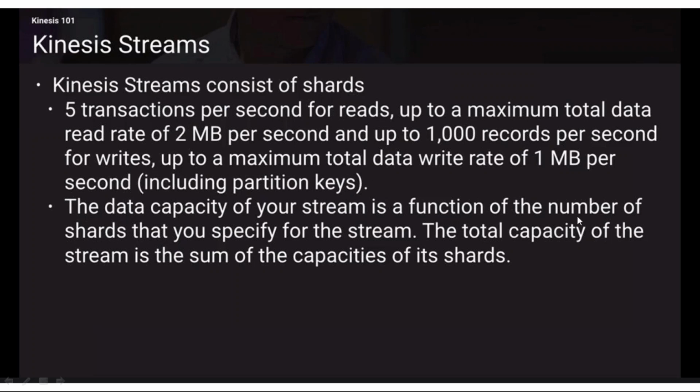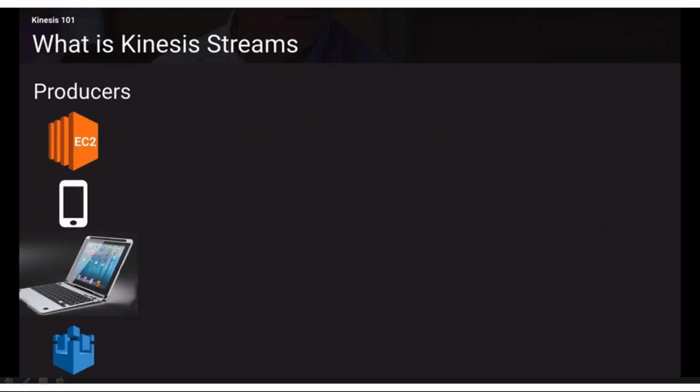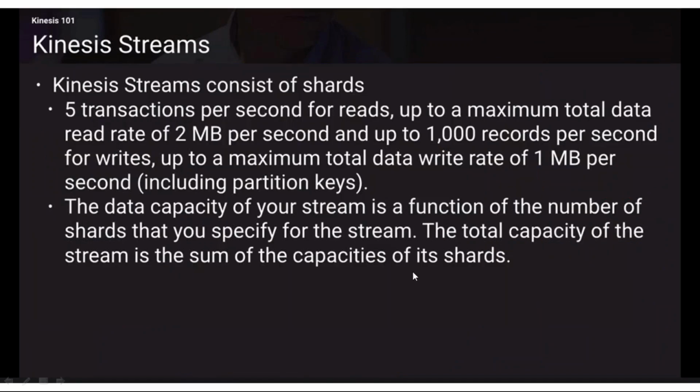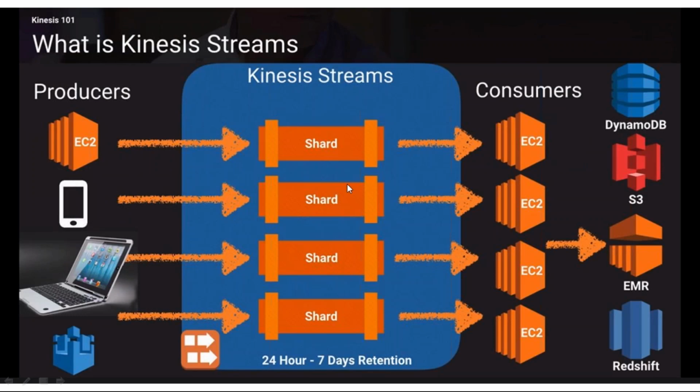The data capacity of a stream is a function of the number of shards that you specify for the stream. The total capacity of the stream is the sum of the capacity of its shards. So when I say the data capacity of a stream, what is the capacity that this Kinesis stream will be able to handle? It depends upon the number of shards that I have in this box, and the total capacity is nothing but the sum of the shards. So if I have 4, then the total capacity is 4 shards. That is basically about the Kinesis streams.